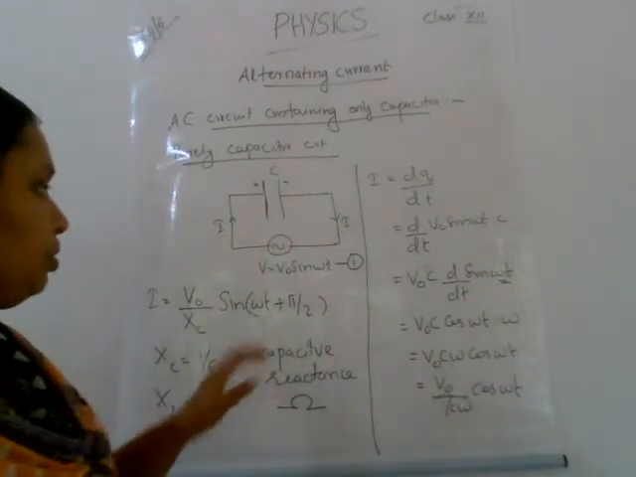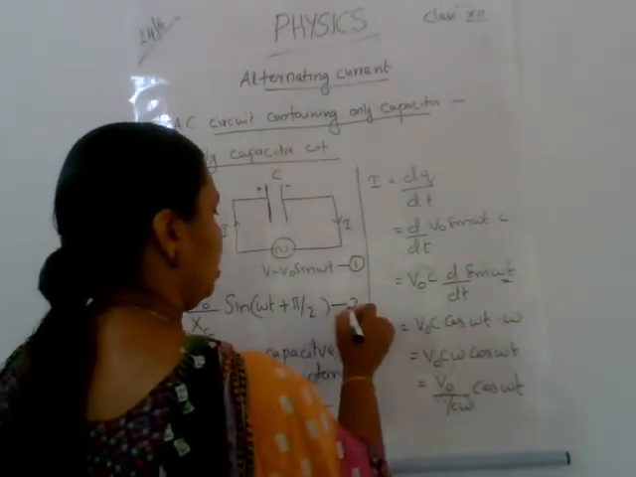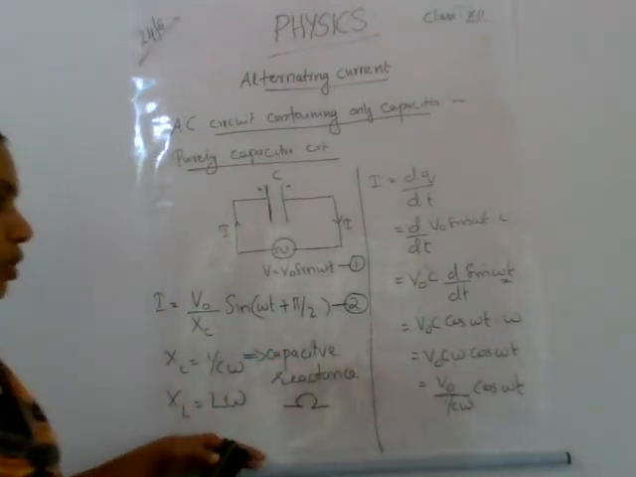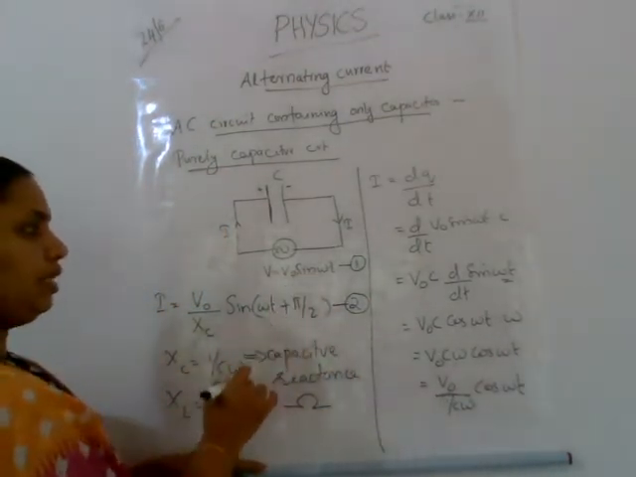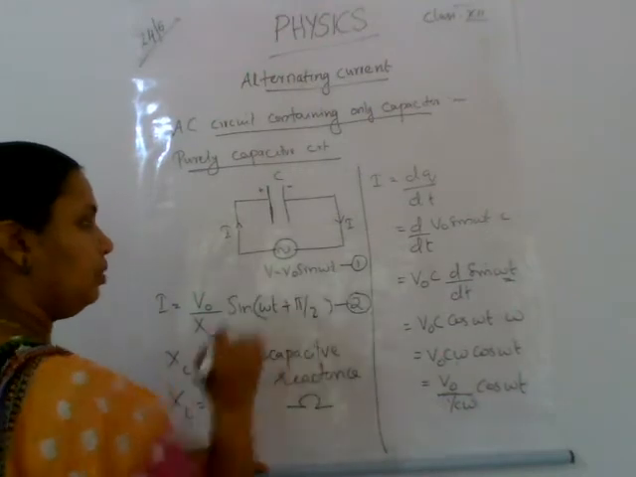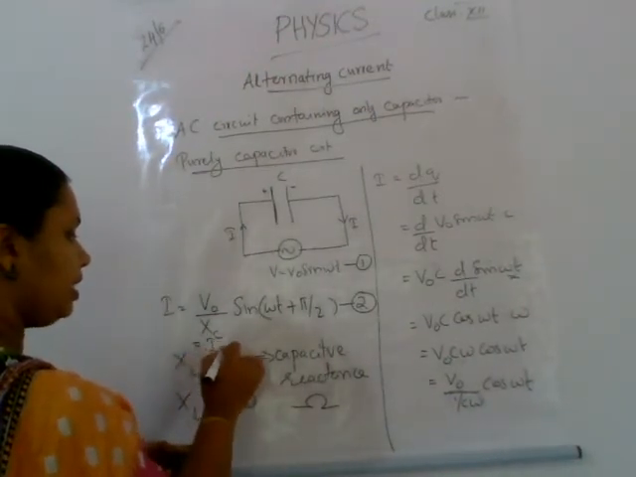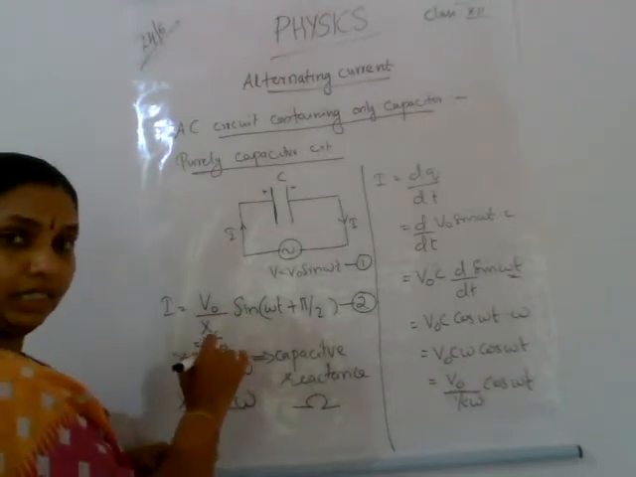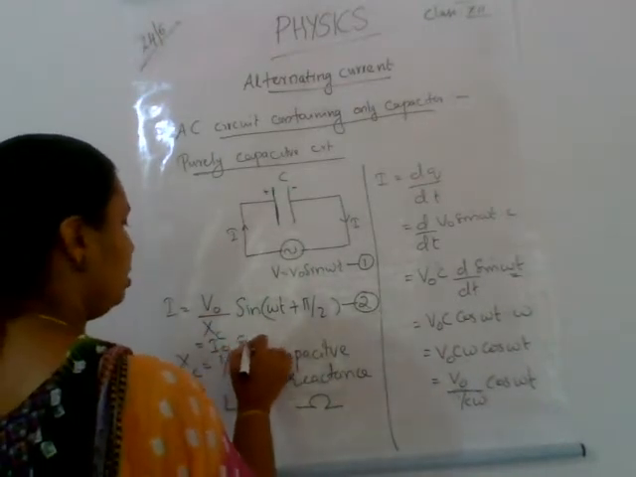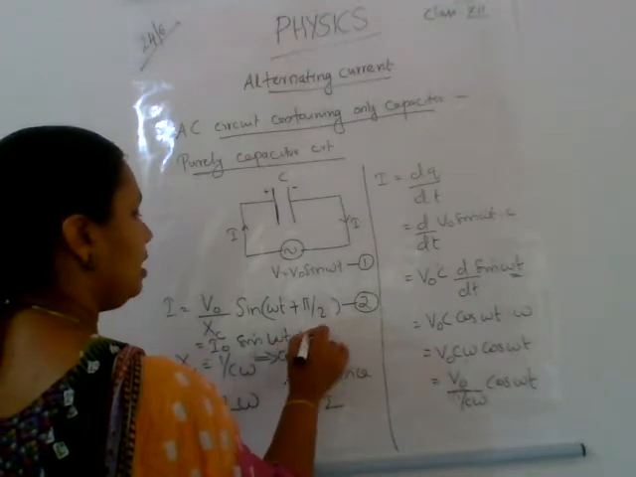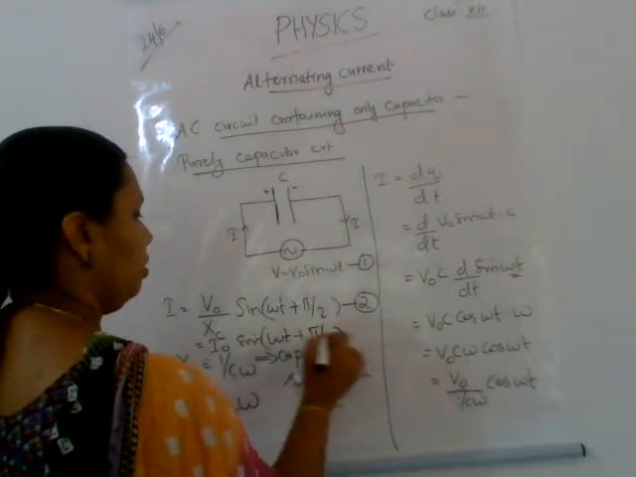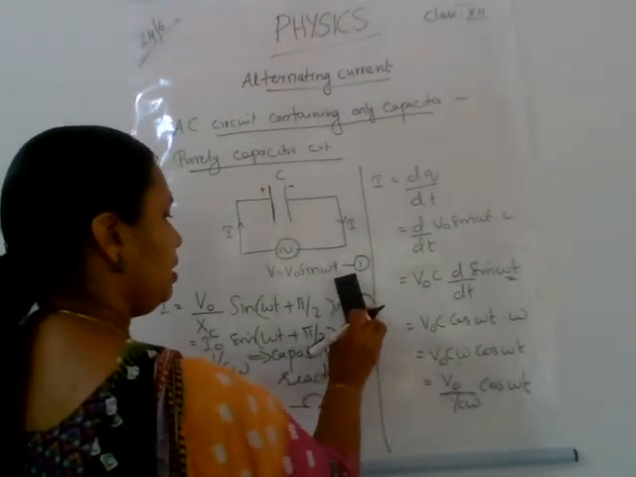Okay, so come to the equation. We can take this as equation 2. So comparing equation 1 and 2. What is equation 1? V equal to V0 sin omega t. And in equation 2, instead of this, I am writing it as I0. V0 by R, it is I0. So it is I0 sin omega t plus pi by 2.